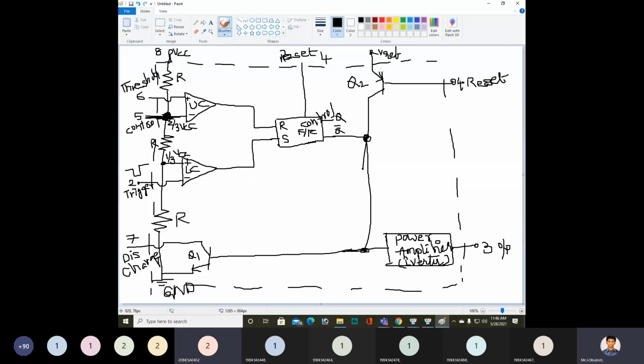What is the voltage applied to V reference, sir? We are assuming that the V reference voltage is some reference level for the transistor. If it reaches that level, the comparator will compare, then it will produce the output through your power amplifier. So you are asking what is the V reference value, right?